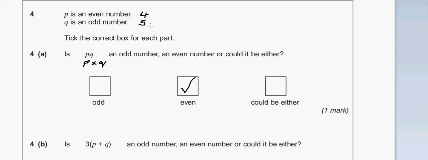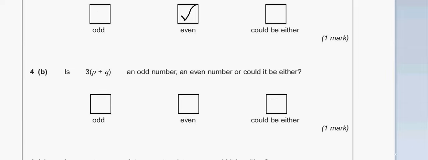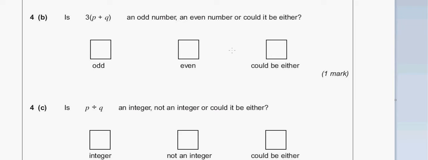So let's say this is 6. This is an even number, and I multiply it by 3, which is an odd number. Now 6 times 3, 18, even. So if you don't know, you can just take random numbers and check it out and see what happens. Okay, so we've answered the first part of the question. Now we know that P is even, and we know Q is odd.